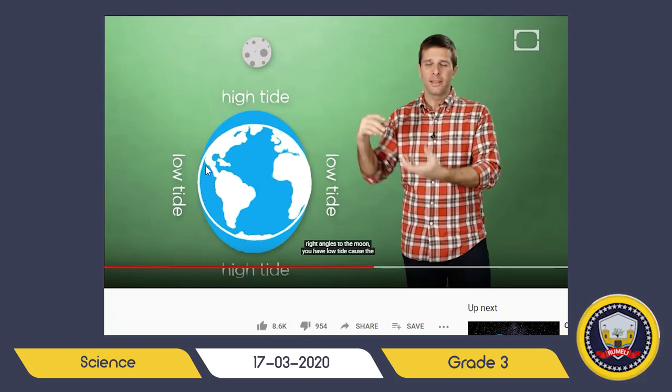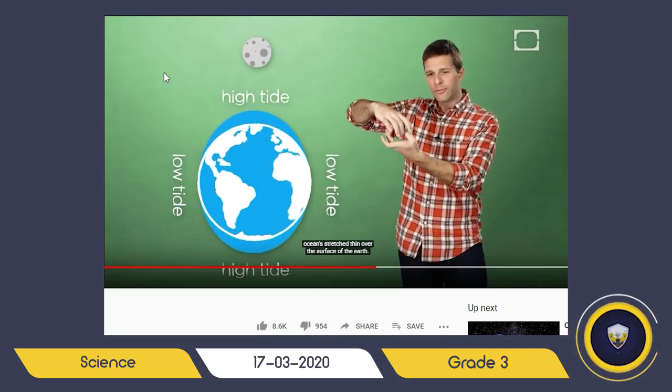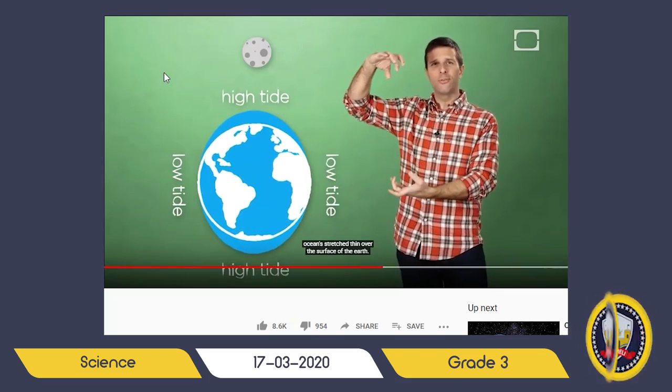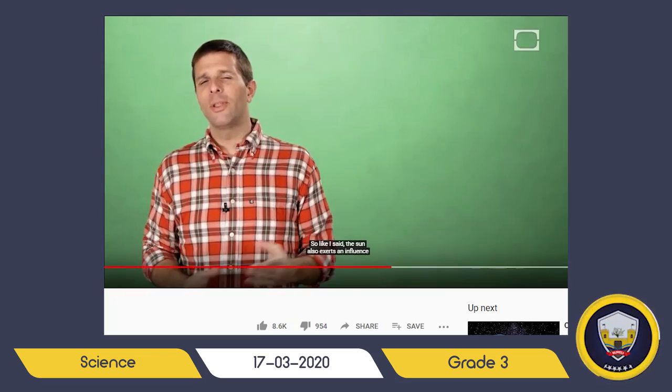Well, very good. On this part, at this angle, we have low tide. Why? Because the water goes up to here and goes down here, so there will be no water left here. The low tide happens because the ocean is stretched thin over the surface of the earth. Pretty crazy, huh? So, very good.